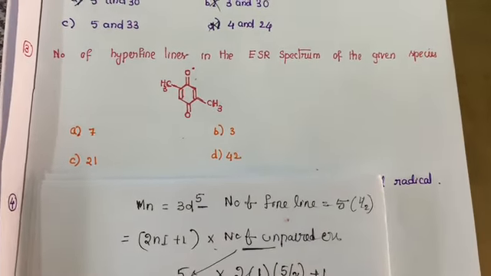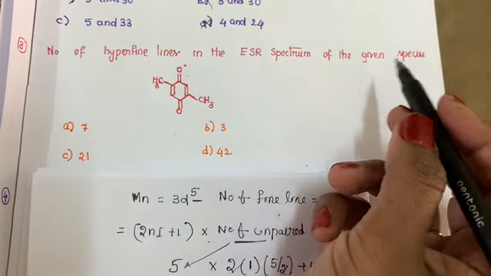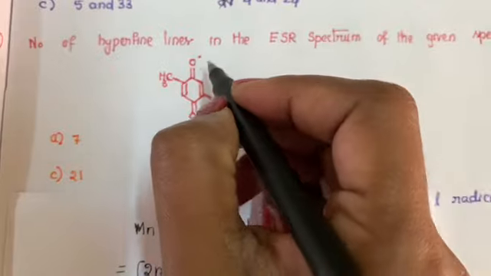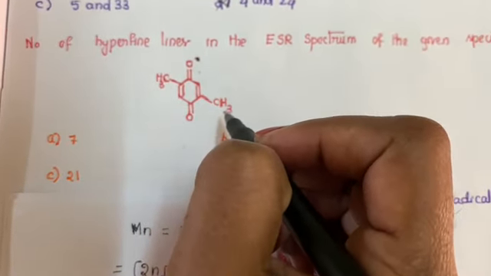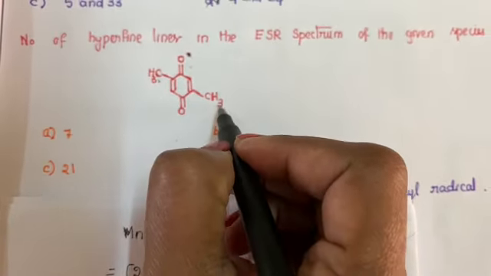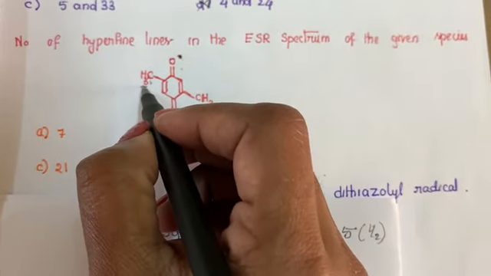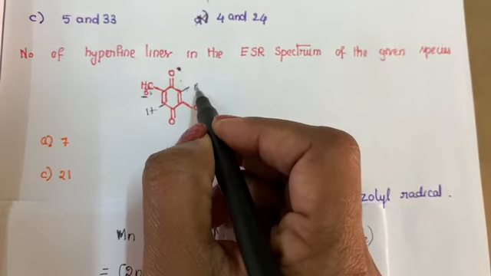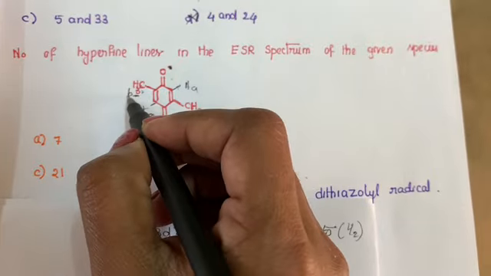Come to the next question: the number of hyperfine lines in the ESR spectrum of the given species. They have given this compound structure. In this structure, one unpaired electron is present. This unpaired electron can interact with the hydrogens. Here you can observe that these two are chemically equivalent. That is the reason these 6 hydrogens are one category and the remaining 2 hydrogens are another category. You can represent these two as Ha and these 6 as another category Hb.